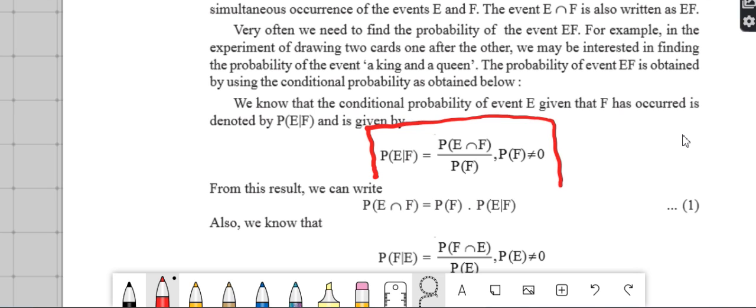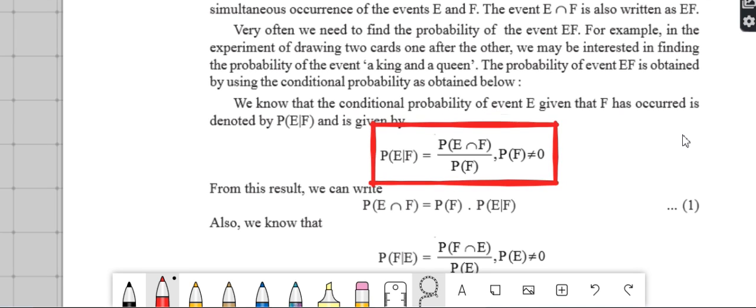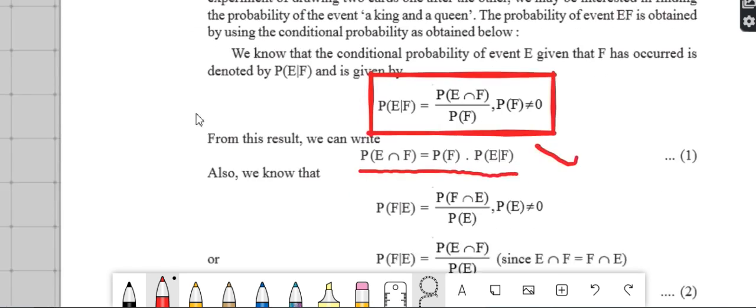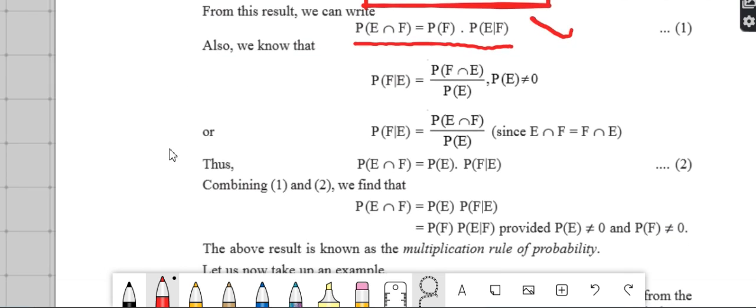conditional probability, if you shift the side, if you take P of F to the opposite side, then the value of P of E intersection F is available, and this is known as a multiplication rule. Alright, and I would like to say this is the formula of a multiplication rule.